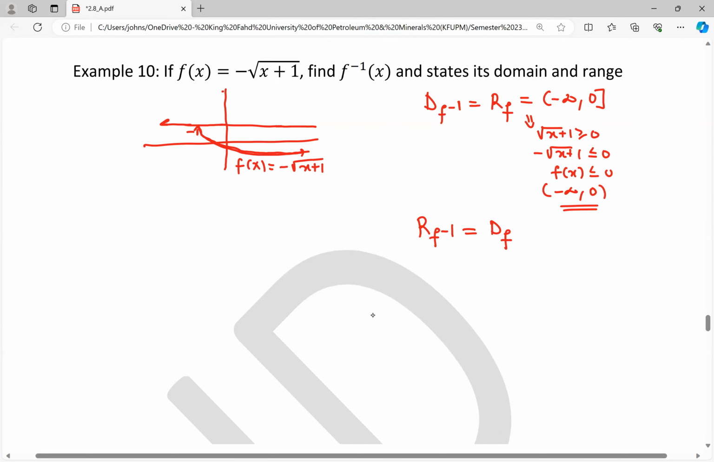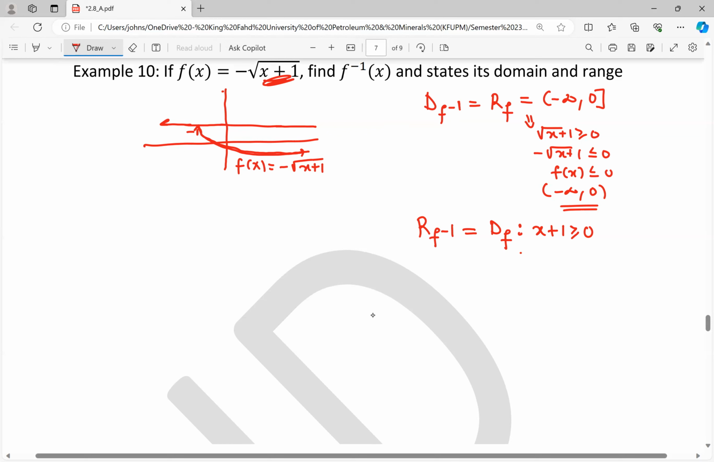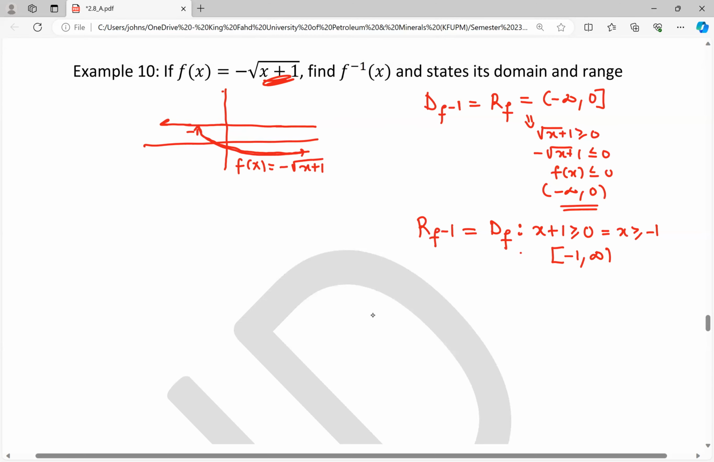The domain of f. And now, what is the domain of f? Since this is f, the domain of f simply means x plus 1 has to be greater than or equal to what? 0, which simply means that what? x is greater than or equal to minus 1. So it means that we have what? Minus 1 to infinity. So this is the range of f inverse.